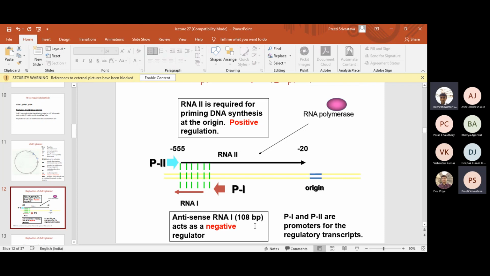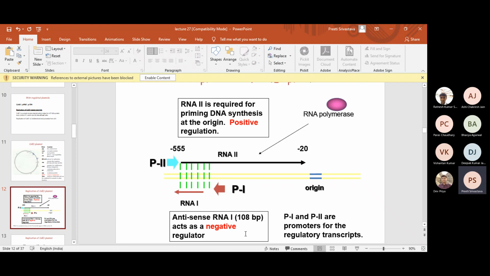Now this RNA1 is actually called antisense RNA and it acts as a negative regulator. So let us see what is the role of antisense RNA and what is the role of RNA2, which is transcribed by the sense strand. So RNA2 is called the positive regulator and RNA1 is called the negative regulator.